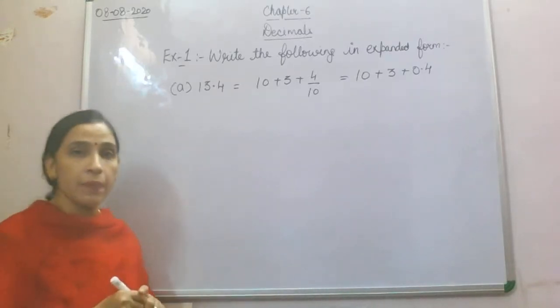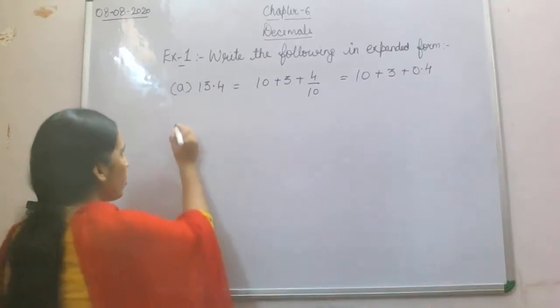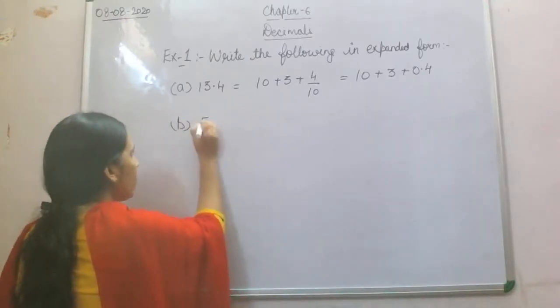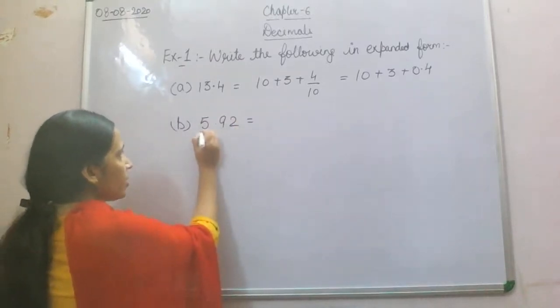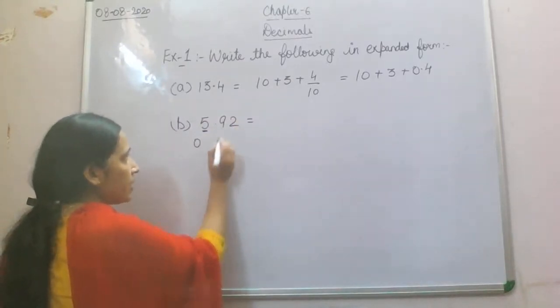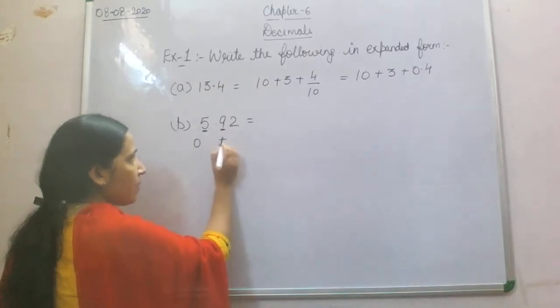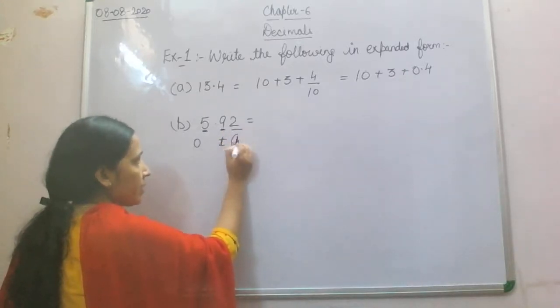Children, now we'll take the B part of the first example, that is 5.92. Remember these steps. This is your whole number part, the ones place. This is your tenths place. This is your hundredths place.